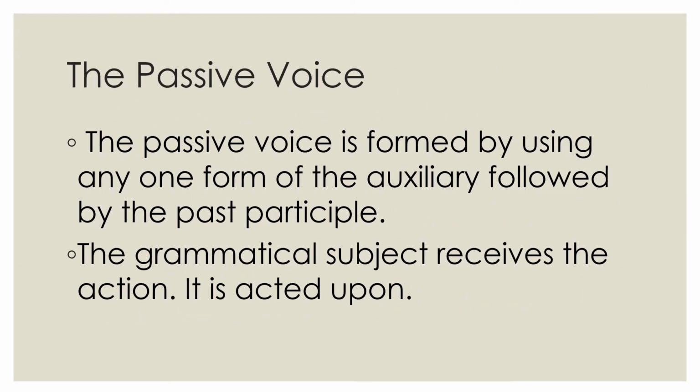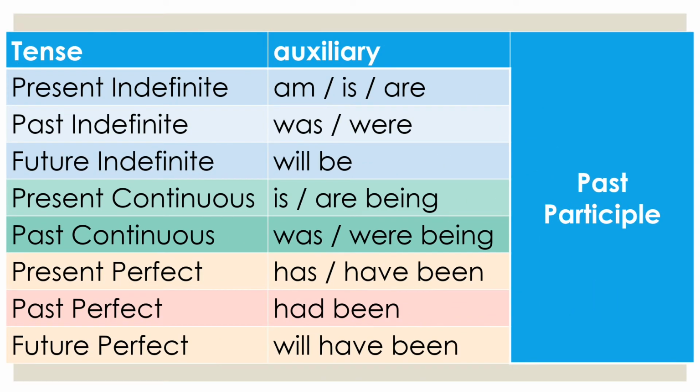The passive voice. The passive voice is formed by using any one form of the auxiliary followed by the past participle. This is the structure of the passive voice. And the grammatical subject of the sentence receives the action. It is acted upon. It is not doing the action. It gets the action.